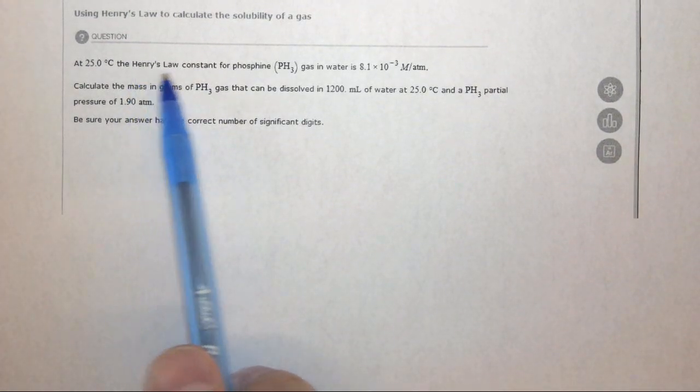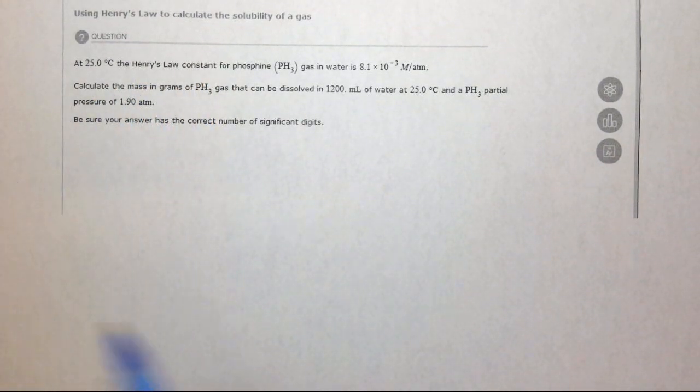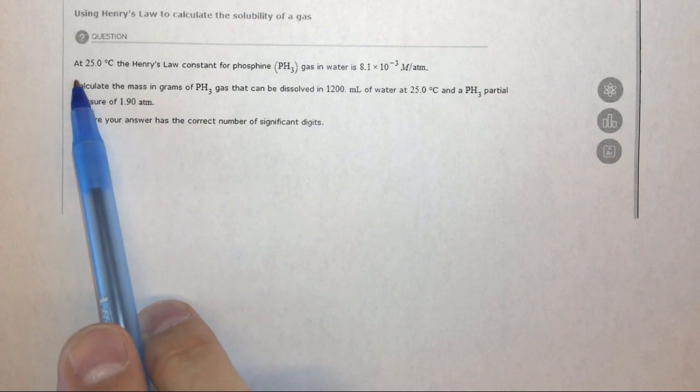In this question, we're asked to use Henry's law constant to determine the amount of PH3 that will dissolve in a certain solution of water. So let's look at the question.